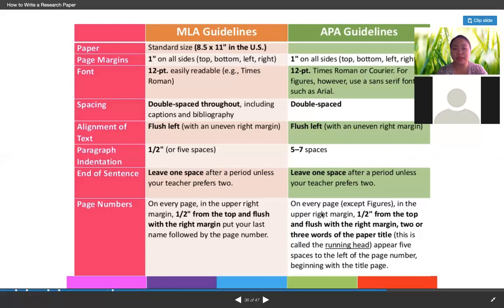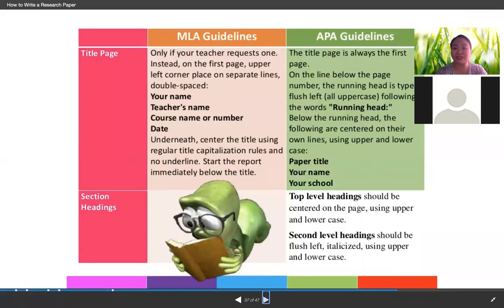But in the APA guidelines, the upper right margin is 1/2 inch from the top, with 2 or 3 words of the paper title, called the running head. So, ito lang yung mga differences anyway, no? In terms of title page, in MLA this is your name, teacher's name, course number, and date. But in APA, it's the paper title, your name, and your school. So, ang mahalaga lang is that, in terms of section headings also, the APA is very specific on the top level, second level, and so on.